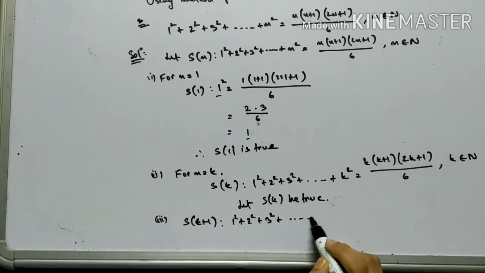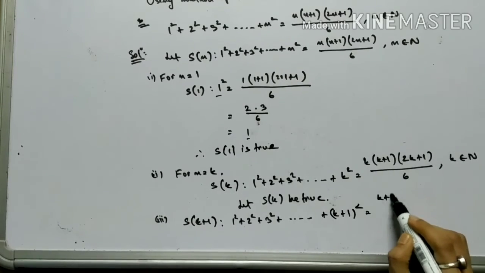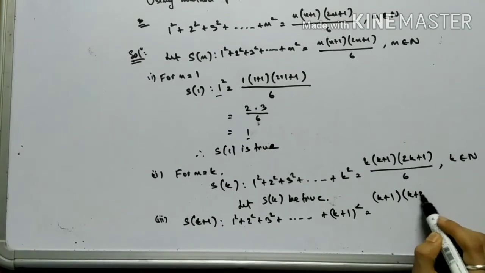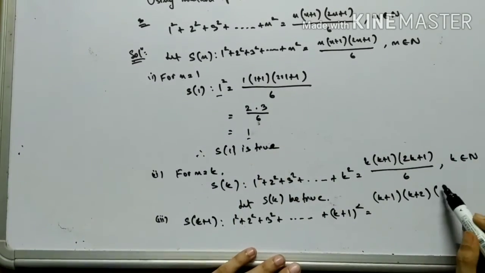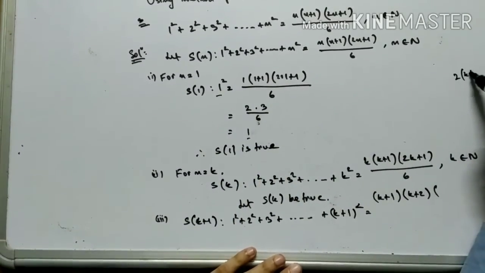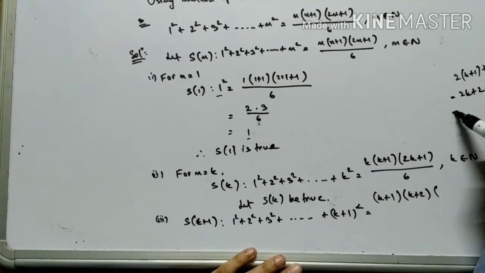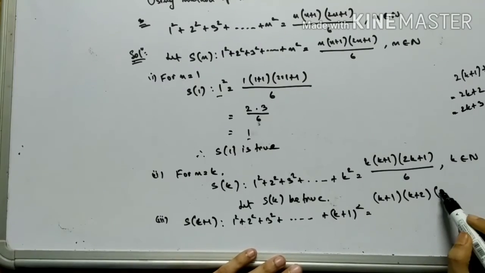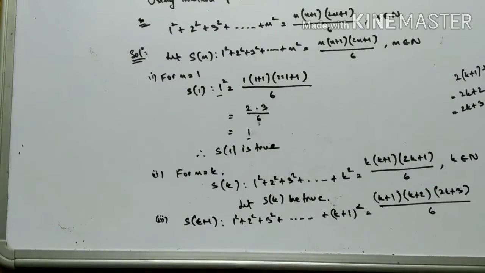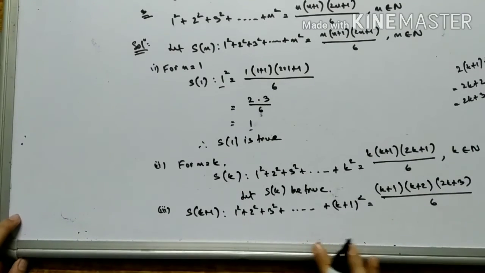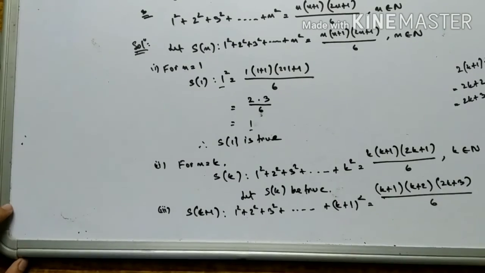Last one, I will take Sk+1 such that 1² + 2² + 3² + ... + (k+1)² = (k+1)(k+2)(2k+3)/6, since 2(k+1)+1 is 2k+3. Now I will take the left hand side.